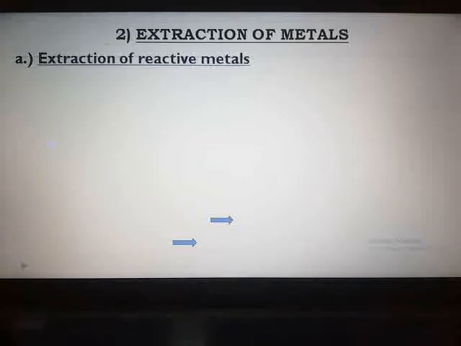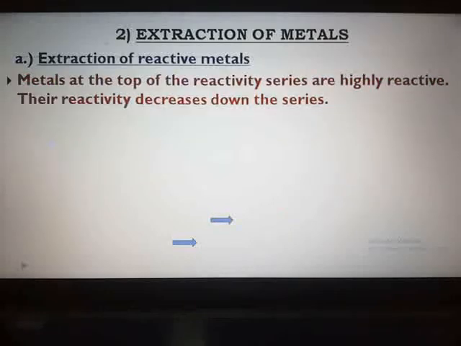So first is the extraction of reactive metals. Now which are the reactive metals? Metals at the top of the reactivity series are considered highly reactive, and their reactivity decreases down the series. Examples are potassium, sodium, aluminium. They are categorized as reactive metals. Reactive metals have a large capacity to form cations, by losing electrons present in their outermost shell.